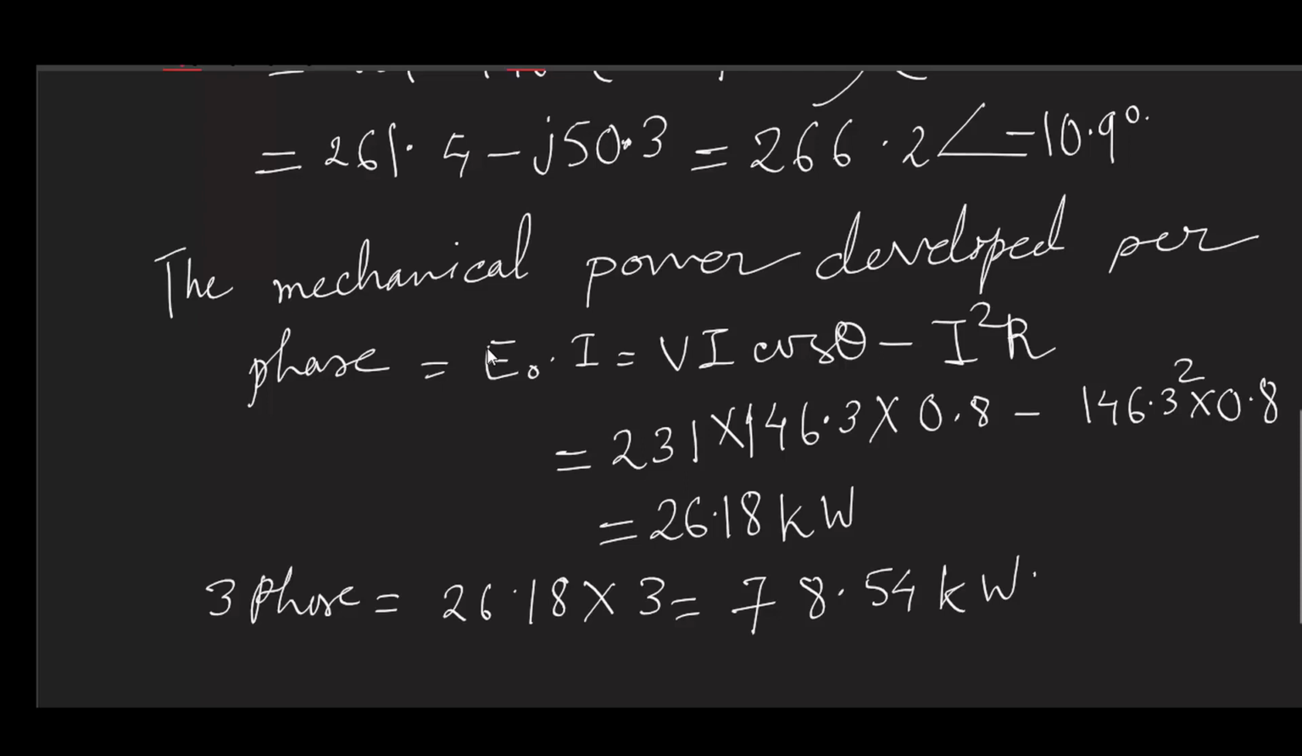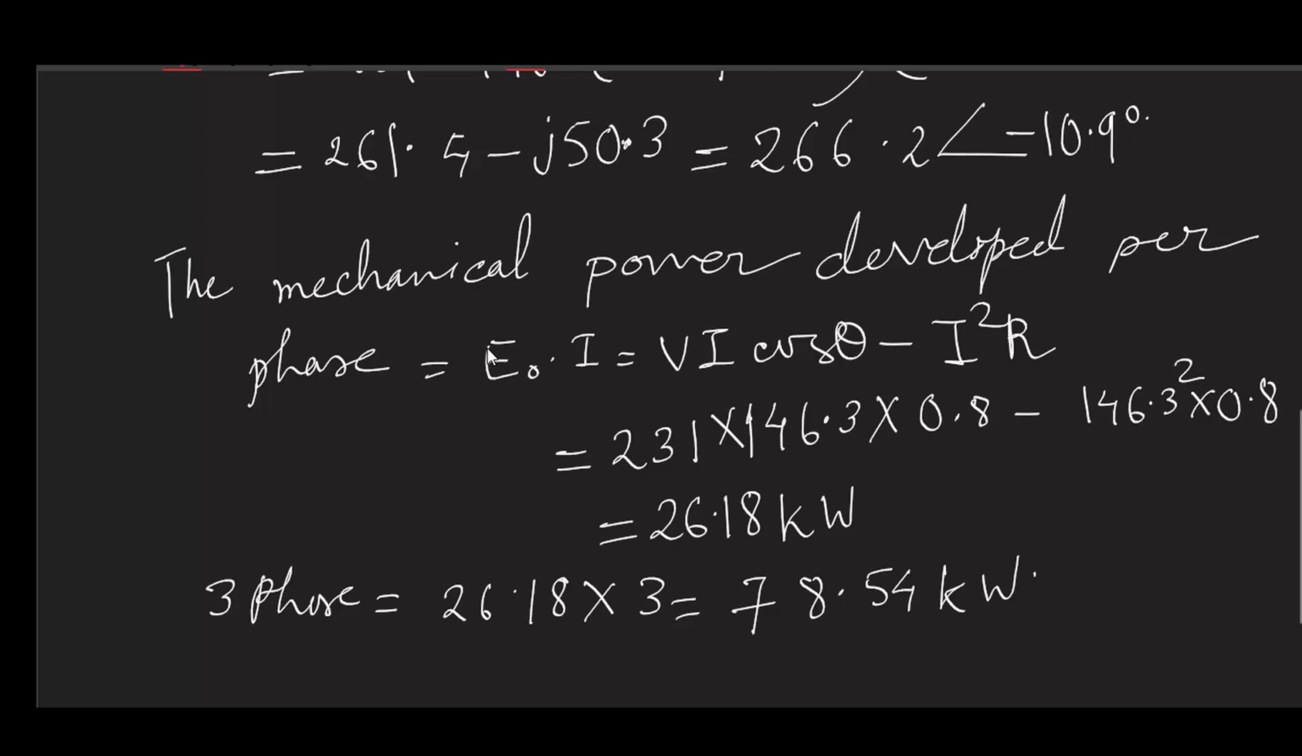Whether E naught is greater than V, or E naught is less than V, whatever be the value of E naught and V, it has nothing to do with that case. It is always the input minus losses that gives you the mechanical power developed.